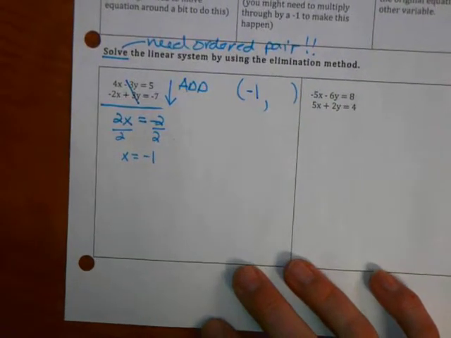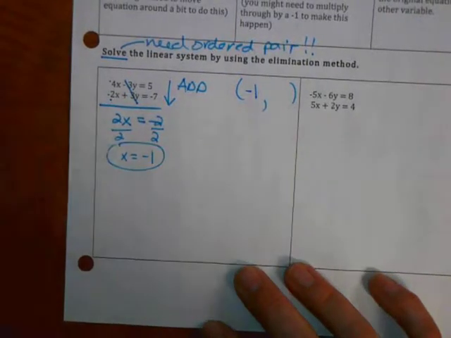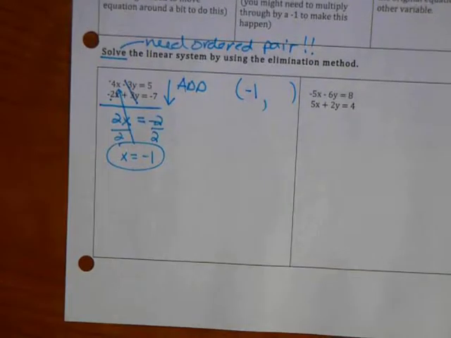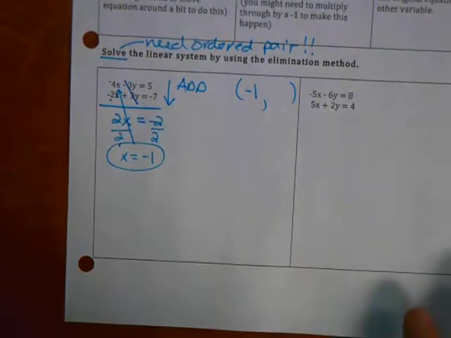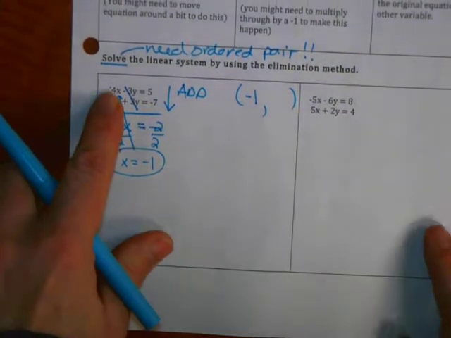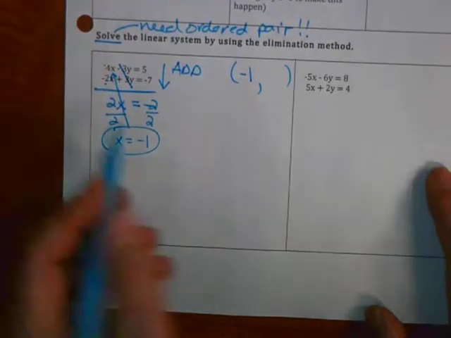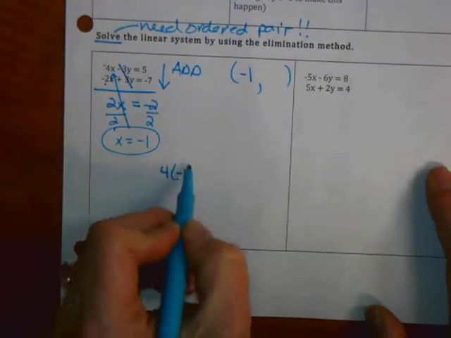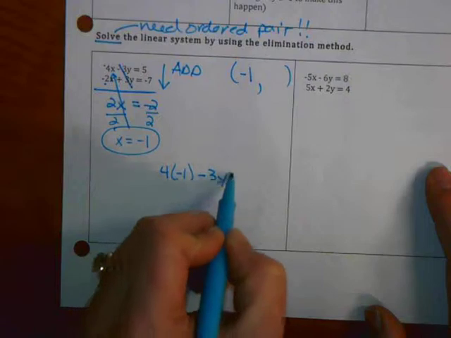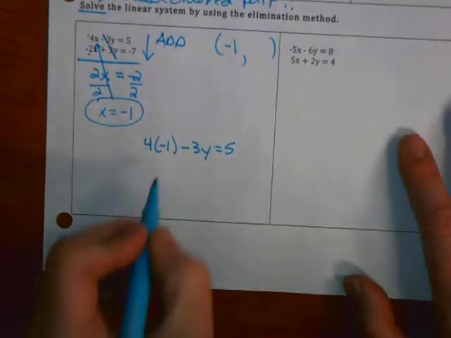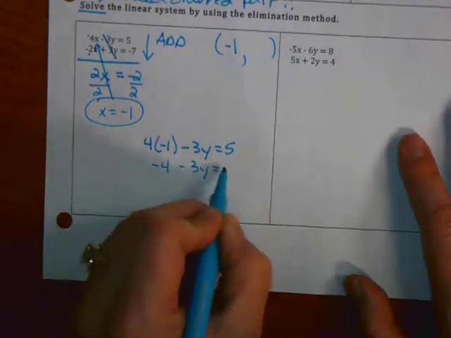What do I do now? Plug it into either equation. It doesn't matter. I'm going to take this and plug it into my first one, right here, and figure out what y is. Okay, that's a dot. That's not a negative. I accidentally made a dot there, so don't be confused. Okay, so down here I'm going to do 4 times -1 minus 3y equals 5. -4 minus 3y equals 5.